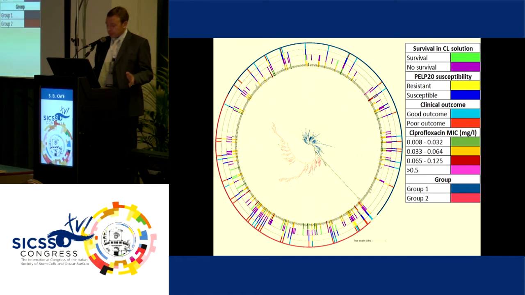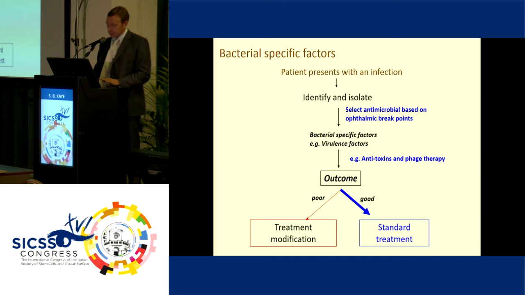And putting everything I've told you into one big slide, I'm just going to show you this. These are all the isolates divided into group 1 and group 2, and we can tell whether they survive in contact lens solutions, whether they're phage susceptible or resistant, good or poor outcomes, and ciprofloxacin sensitivity. And I think I'm out of time. Okay.